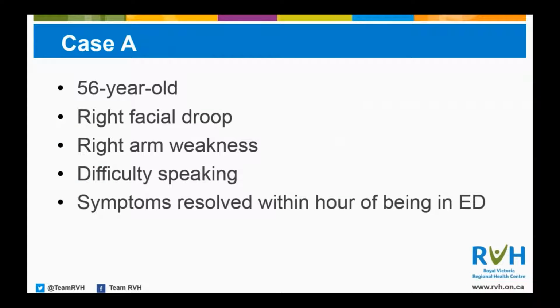For our first case, we have a 56-year-old man who was sitting at the dinner table and was trying to put a piece of bread in his mouth when his wife noticed that he missed his mouth entirely. She then noted a right facial droop and garbled speech. She called 911 immediately. The patient was assessed in the emergency department and was found to have a right facial droop, right arm and leg weakness, dysarthria, and expressive aphasia. His symptoms resolved within an hour of being in the emergency department.